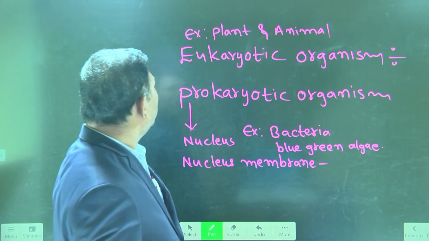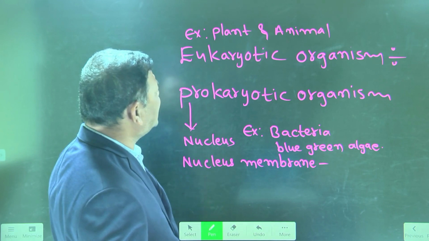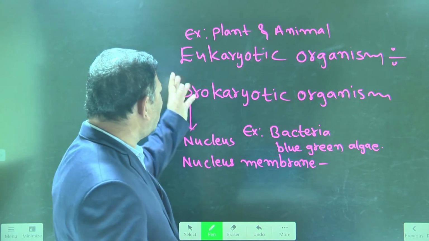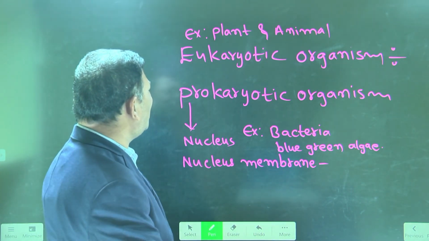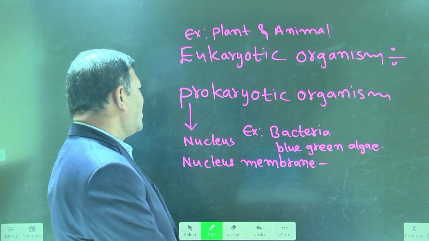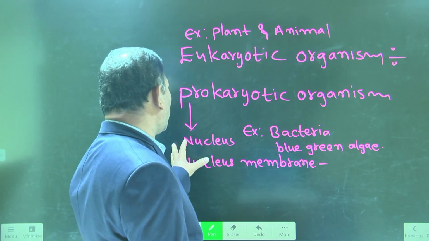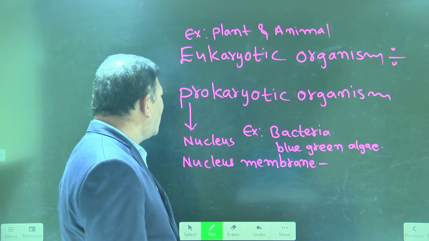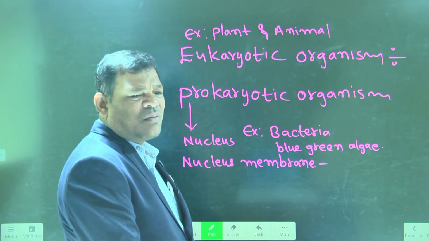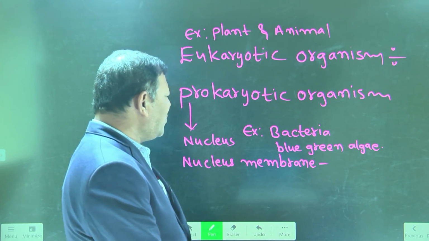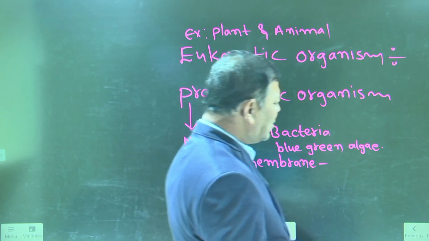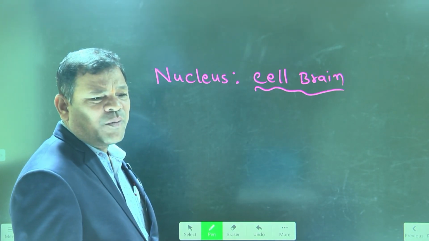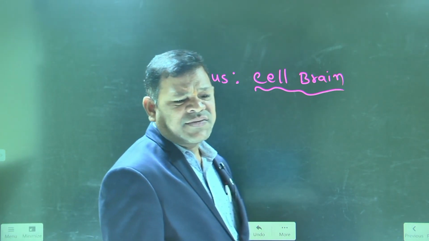Eukaryotic organism means an organism which has a nucleus and nuclear membrane present. Example, plant cell and animal cell. Prokaryotic organism means an organism in which nucleus and nuclear membrane are absent. These organisms are very primitive, for example bacteria and blue green algae. Nucleus is also known as the cell brain.